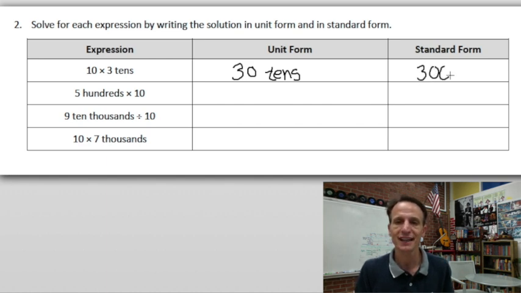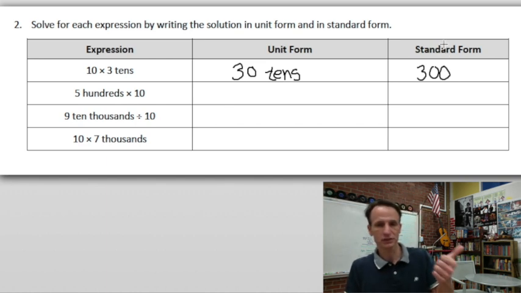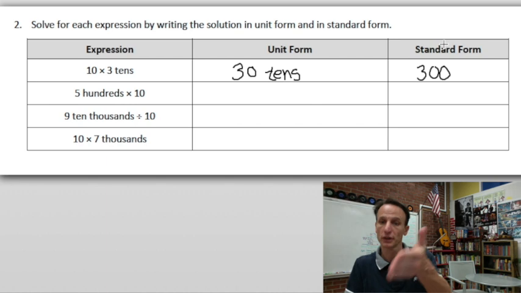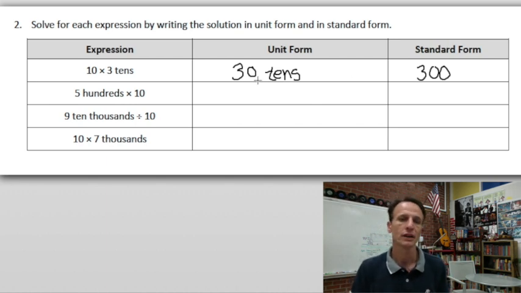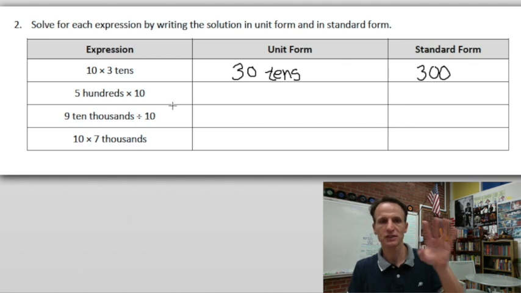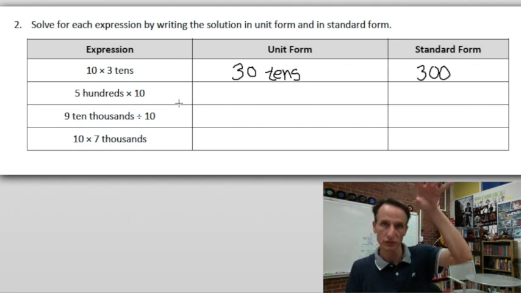And 30 tens is 300. I mean, you can skip count 30 times by 10, and you'll get to 300. Or if you think of 30 $10 bills, would add up to $300, right? Okay, same thing in the next one. 500s times 10. Picture those 500s times 10.